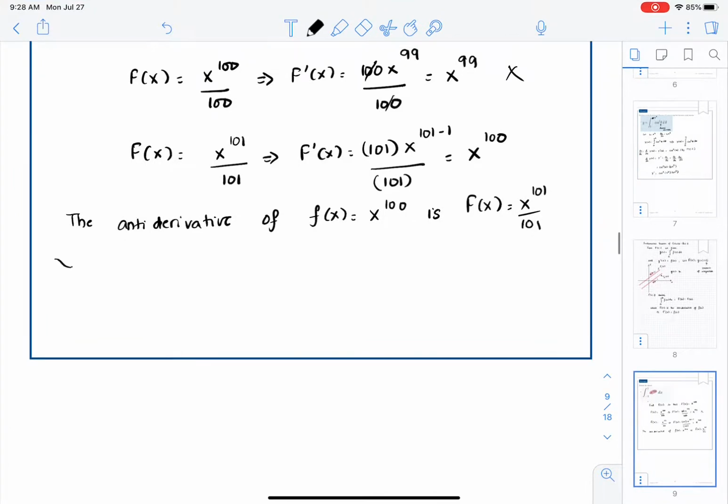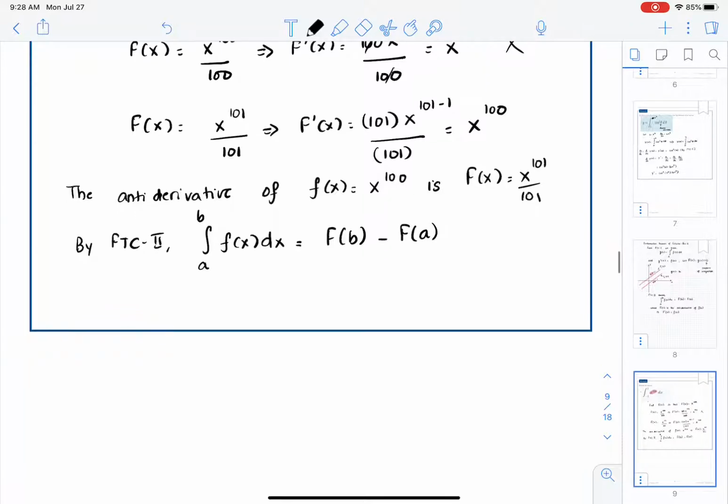Now what does the second fundamental theorem of calculus state? So by FTC2, the integral from a to b of f of x dx is equal to the antiderivative evaluated at b minus the antiderivative evaluated at a. So we have a to b, minus 1 to 1. So 1 raised to 101 divided by 101 minus negative 1 raised to 101 over 101.